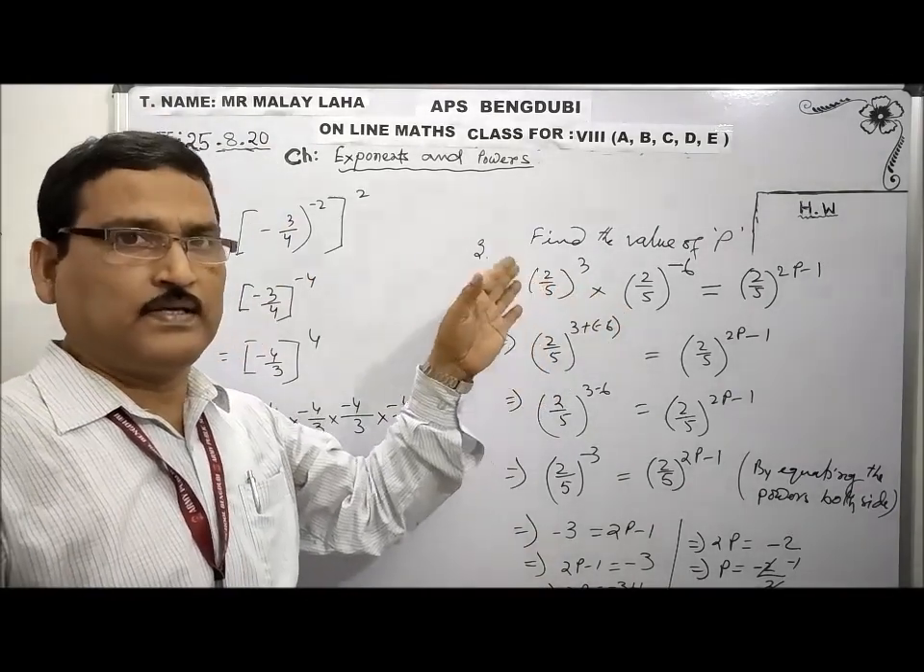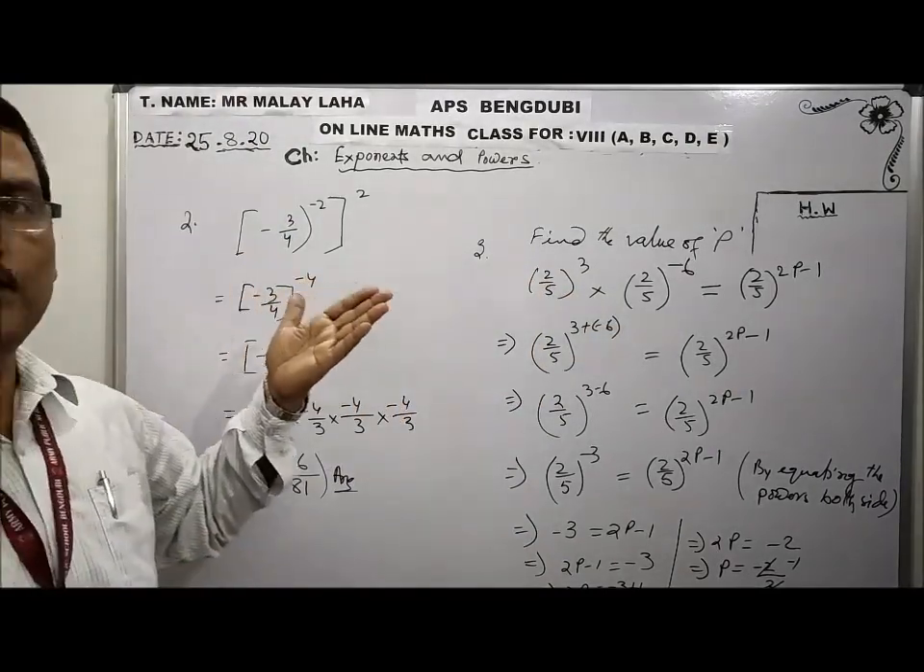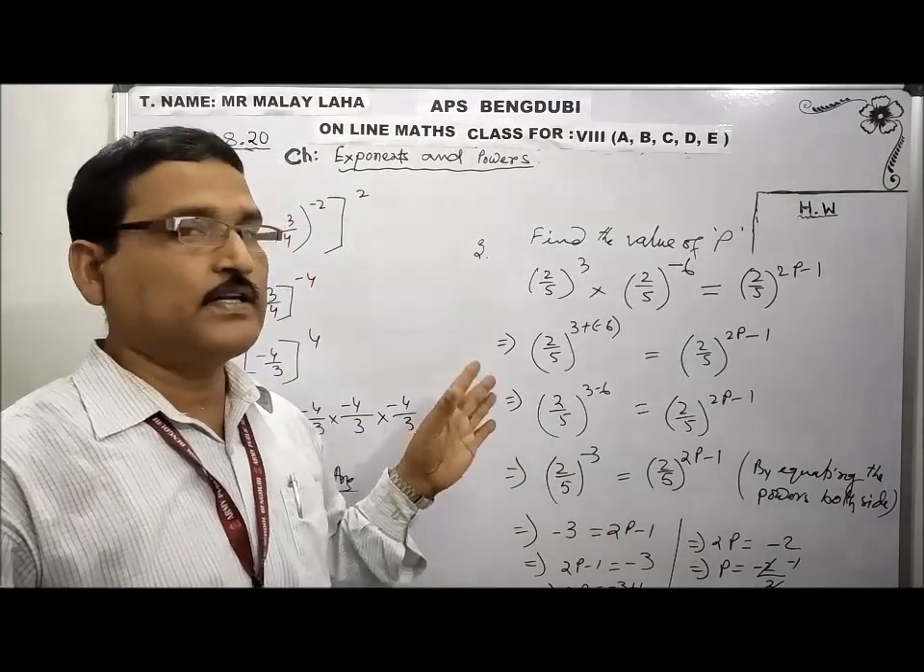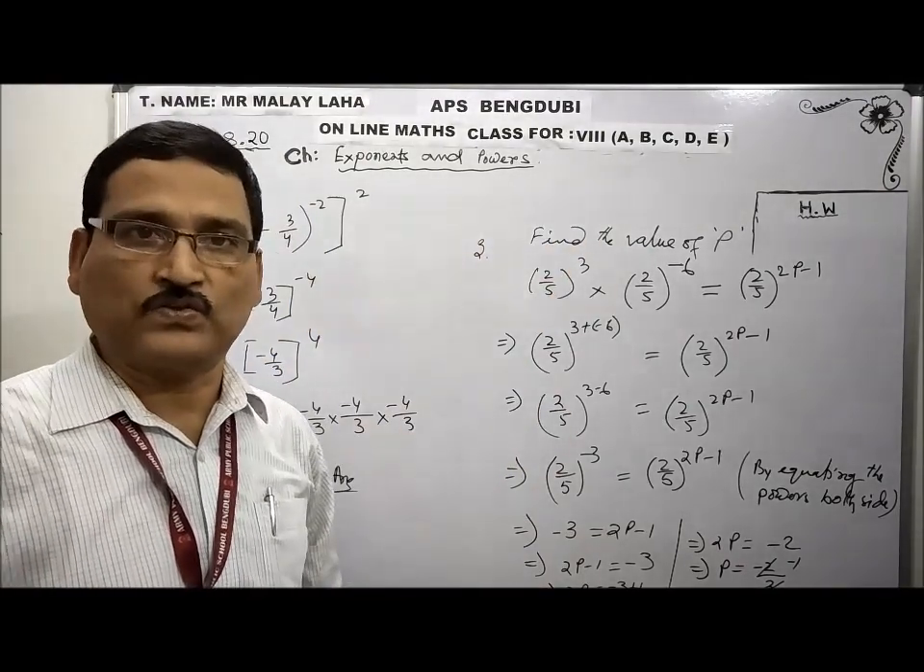If not the same, is there any way to change the shape like this? When a negative exponent is there, just reverse it. Then you can see that both numbers have the same base. After that, follow the laws. Okay.